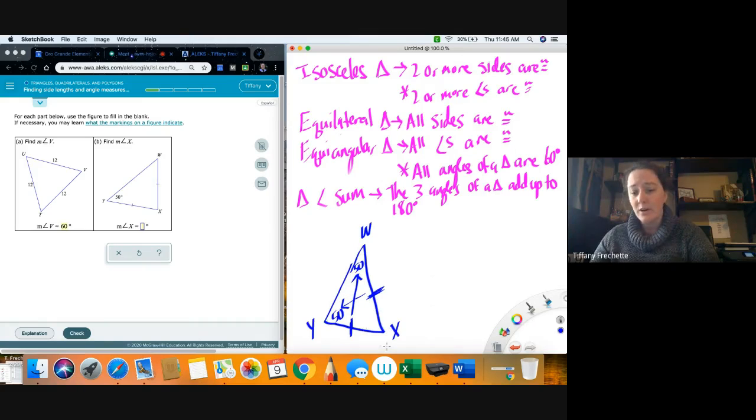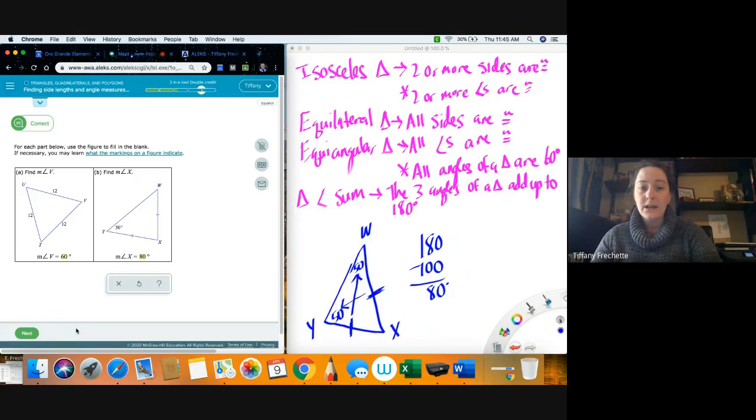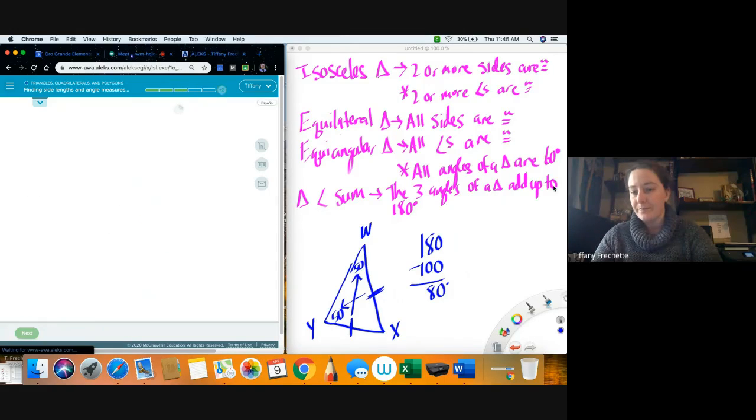But they want to know x. So we're going to go back to the triangle angle sum rule. They have to add up to 180 degrees. I'm going to subtract what I have. I have 50 and 50, which is 100. So I'm left with 80 degrees. So this has to be 80 degrees. And I'm going to check. Yay! All right, one more of these.